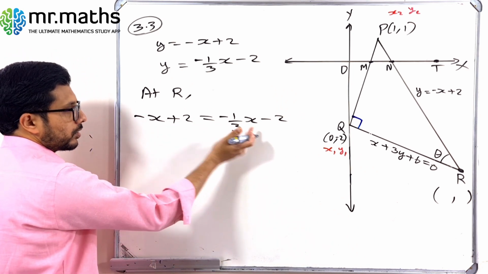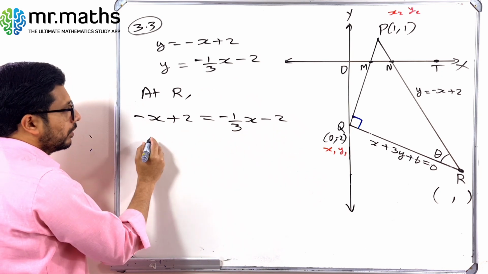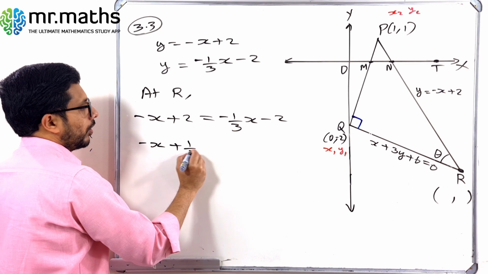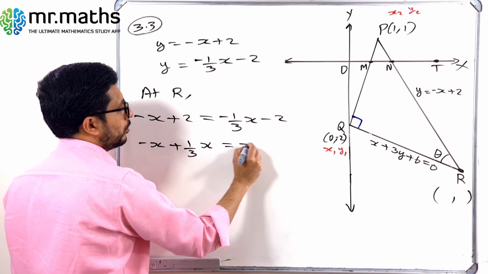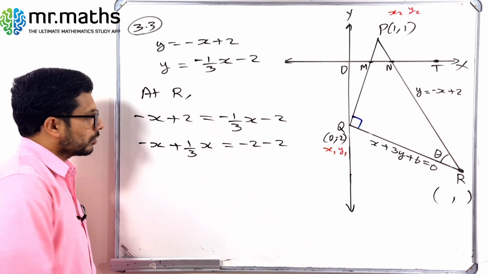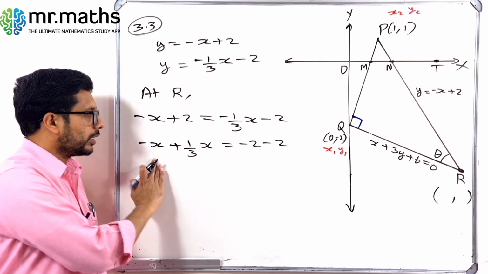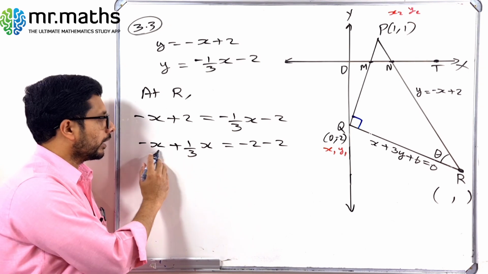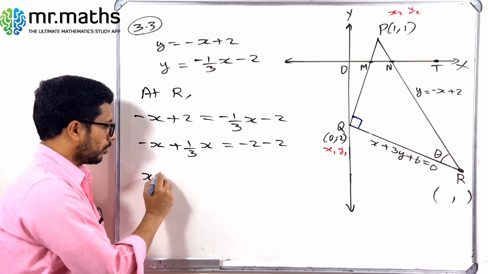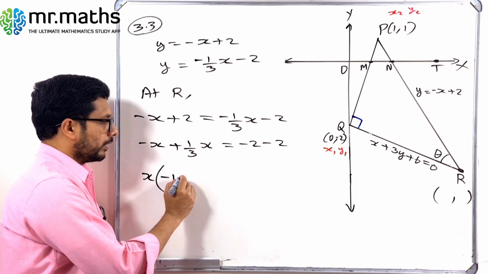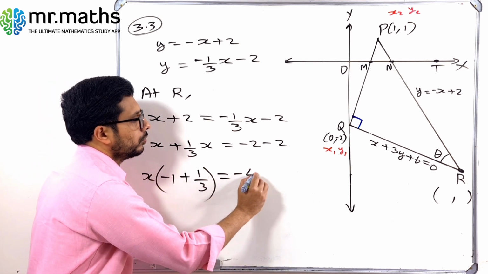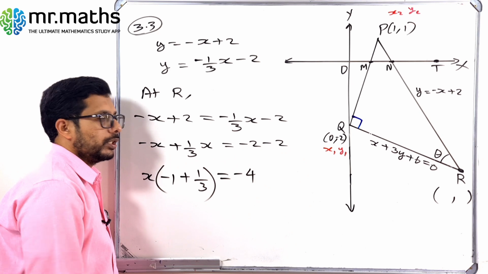So take this x term to this side and this constant term to the other side. So minus x minus minus 1 over 3 x, on this side it is minus 1 plus 1 over 3 x, is equal to minus 2. Take this plus 2 to the other side, so it is minus 2 minus 2. Now how can you find the value of x? How many terms are here? 2 terms. And is there any common factor? Yes, x is a common factor. Can you see that? So take that x as common factor. So what is remaining? Minus 1 plus 1 over 3. Am I right? And that is equal to minus 4.